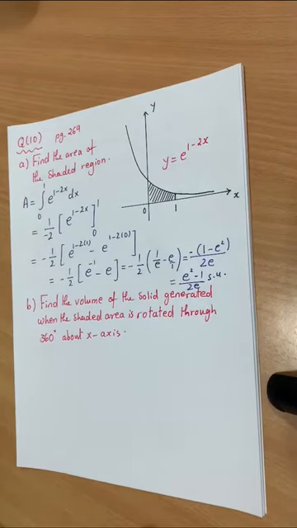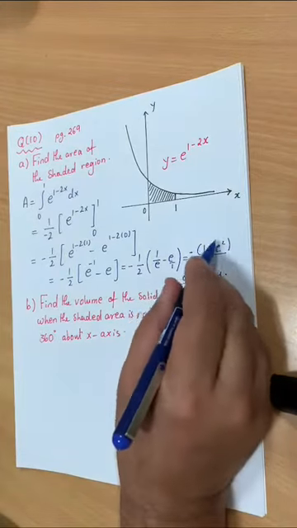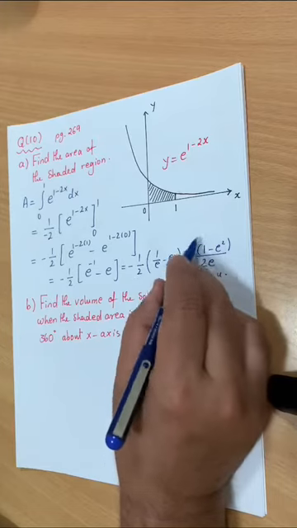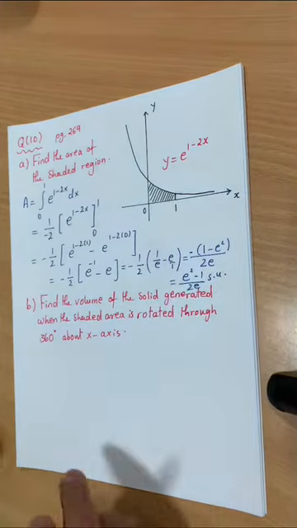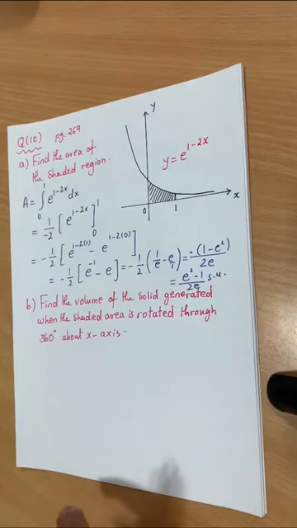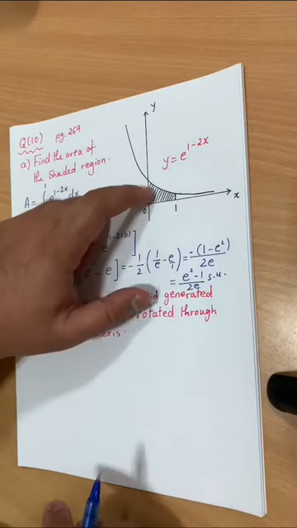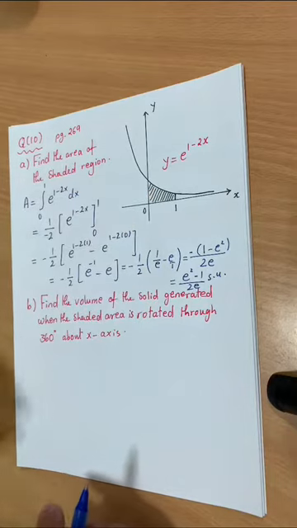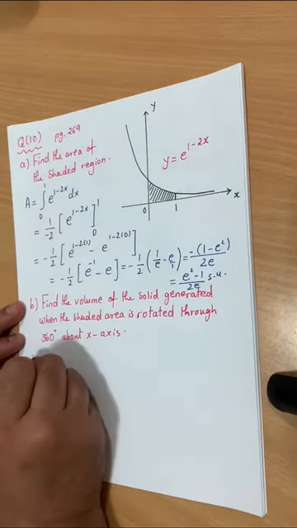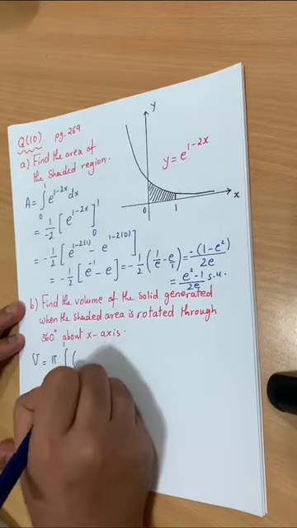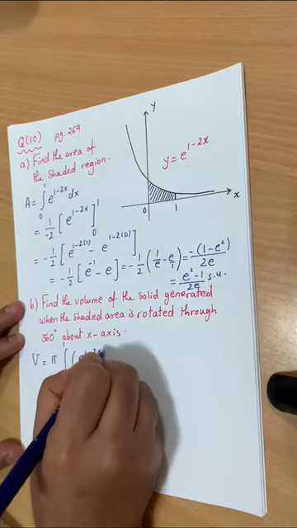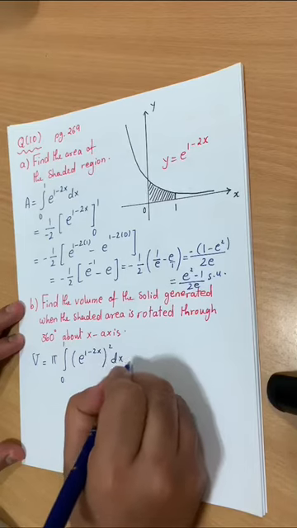Find the volume of the solid generated when the shaded area is rotated through 360 degrees about the x-axis. By the way, if you go back to this question and calculate this part again, you'll find it is positive. It's the same as this. It's not negative at all. So don't think to use the modulus, because that area is not below the x-axis, it's above the x-axis. Now volume, pi integration from 0 to 1 of (e to the power of 1 minus 2x) squared dx.